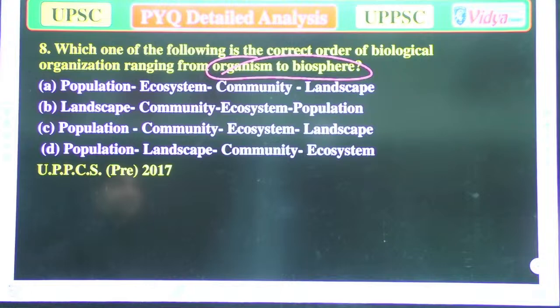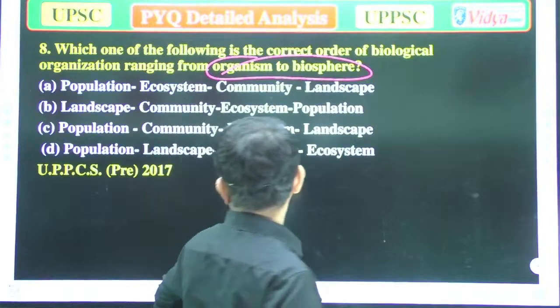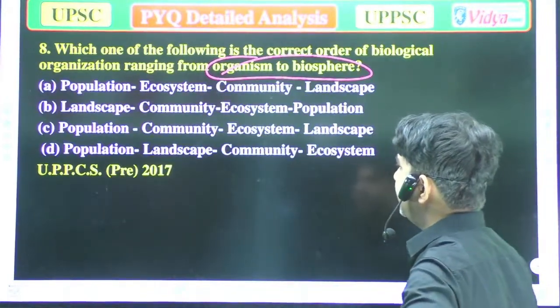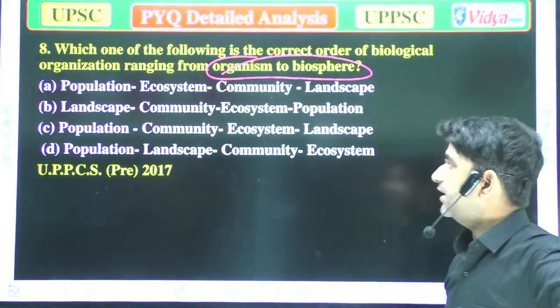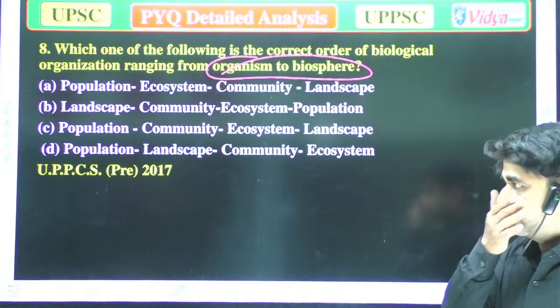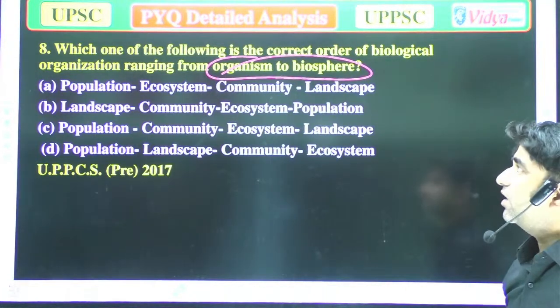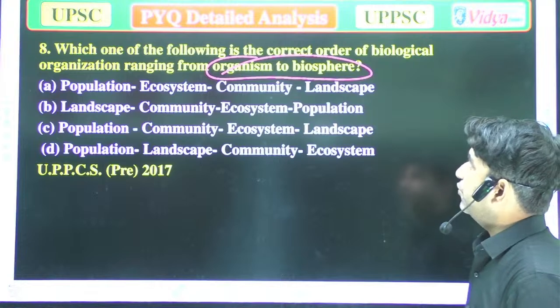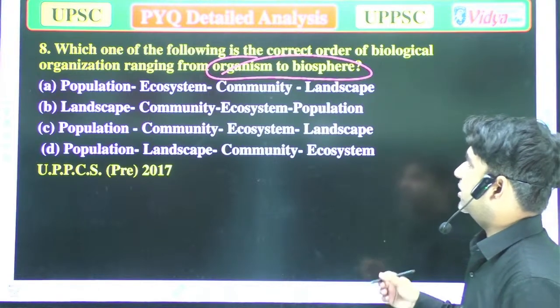Which one of the following is correct? A, population, ecosystem, community, landscape; B, landscape, community, ecosystem, population; C, population, community, ecosystem, landscape; and D, population, landscape, community, ecosystem. First, which of the following is the correct order of biological organization?